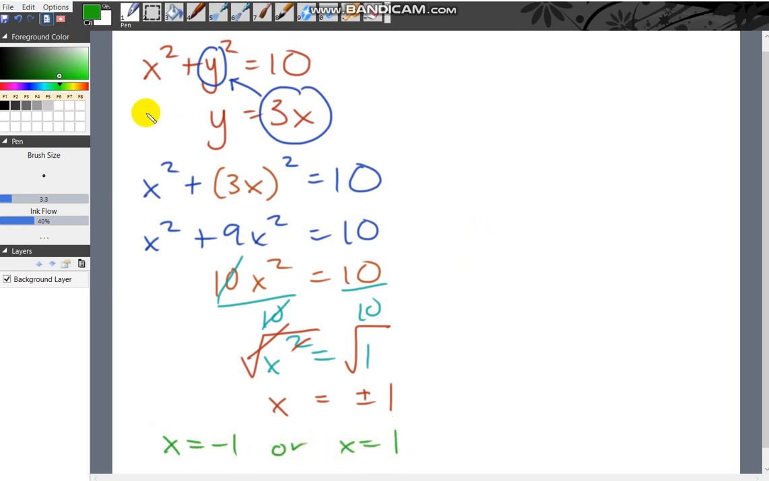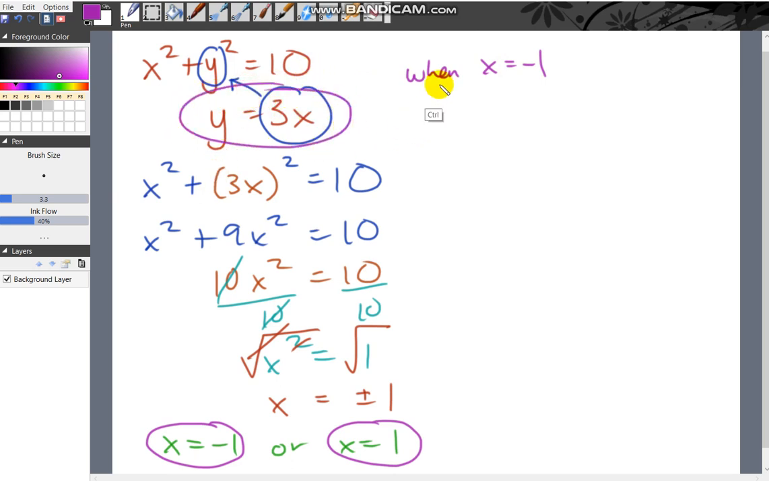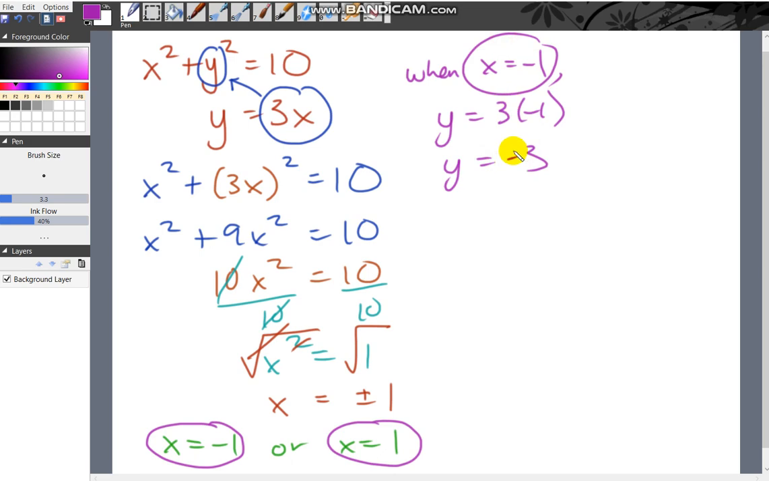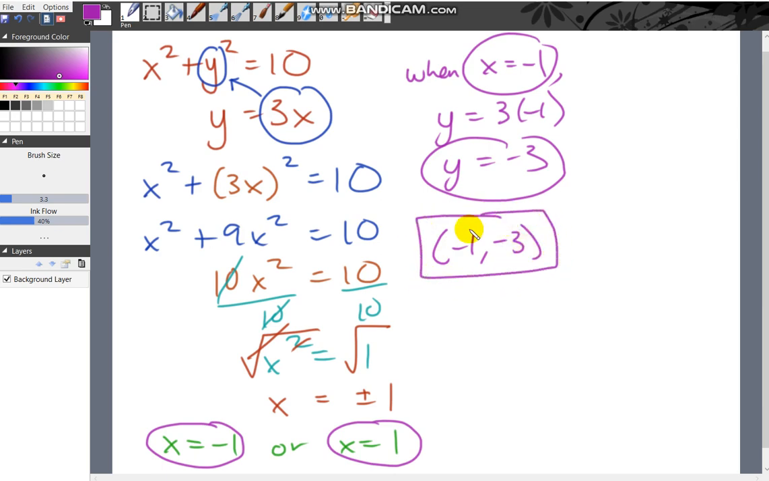All right. So now we have two possible x's right here. So guess what we have to do? We have to go ahead and find our y values for this. Isn't that awesome? So we have when x equals negative 1. Let's choose one of these equations. I like this one. I think this one looks easy. So we can put x as negative 1 here, so y equals 3 times negative 1. So y is going to be negative 3. So when x is negative 1, y is negative 3. Our coordinates are going to be (-1, -3). That's going to be one of our solutions.